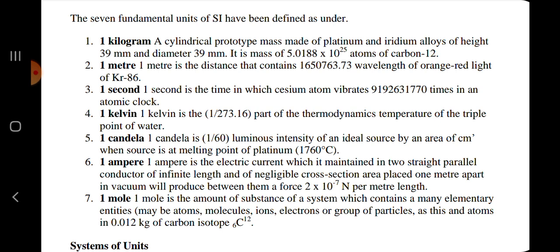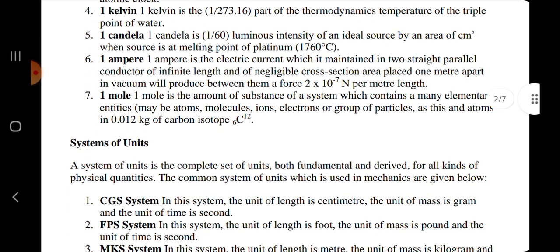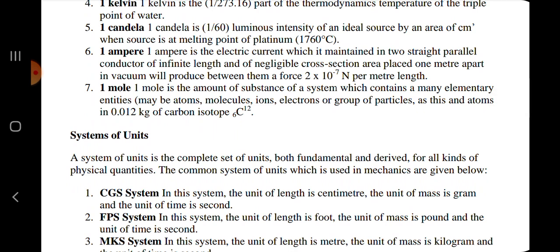1 second is the time in which a cesium atom vibrates 9,192,631,770 approx. times in an atomic clock. 1 Kelvin is 1/273.16 part of the thermodynamic temperature of the triple point of water. 1 candela is 1/60 of the luminous intensity of an ideal source per square centimeter area, which source is at the melting point of platinum.